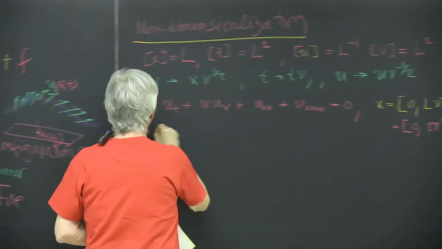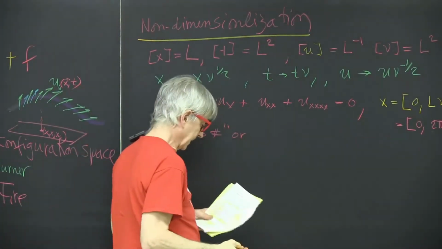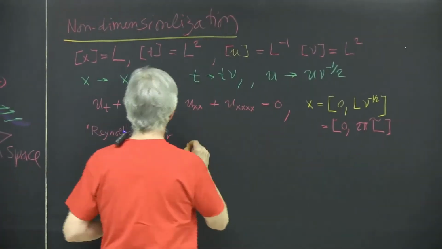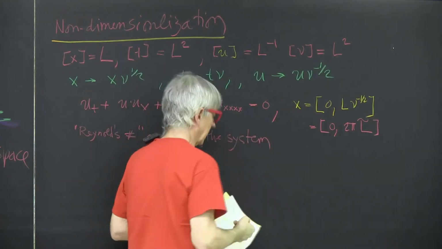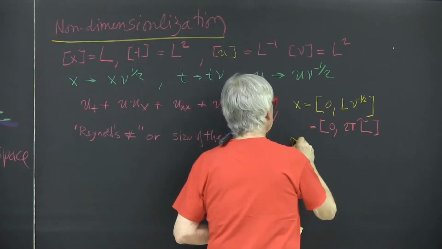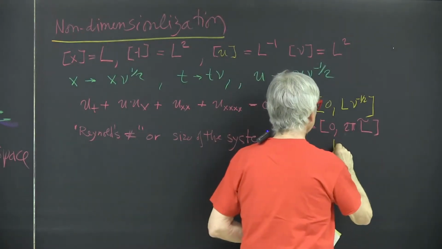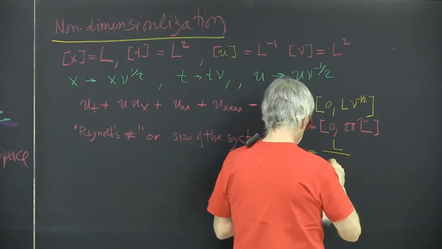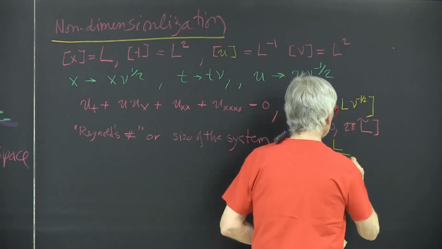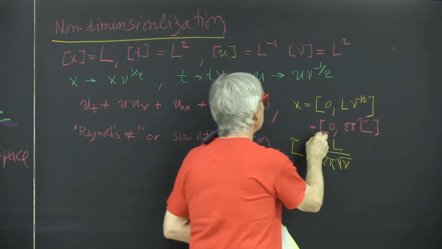Where the Reynolds number of this problem, or the non-dimensional size of the system, is lambda equals the length of the system divided by 2 pi square root of viscosity.